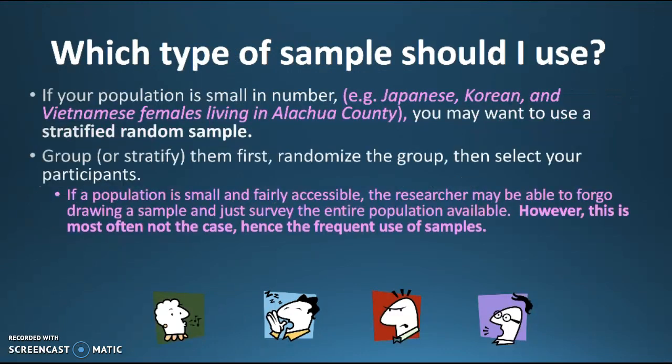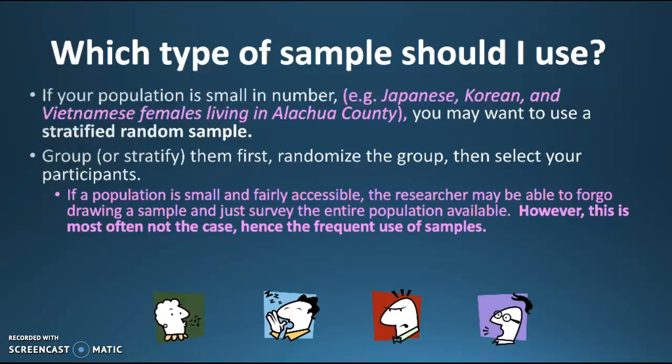So overall, which kind of sample should you use? Well, if your population is really unique or small in number, like Japanese, Korean, and Vietnamese females living in Alachua County, then you might want to use a stratified random sample. Maybe group them first and select your people. You have to really look at the characteristics. If a population is pretty small and very accessible, you may not really have to draw a sample. You can forego drawing a sample and just survey everyone there.